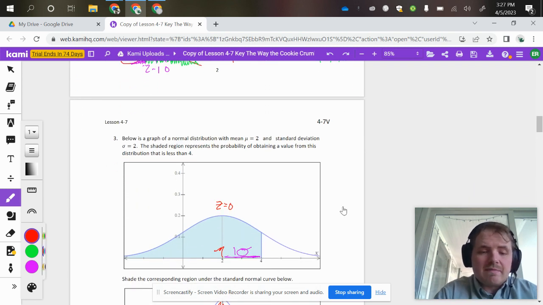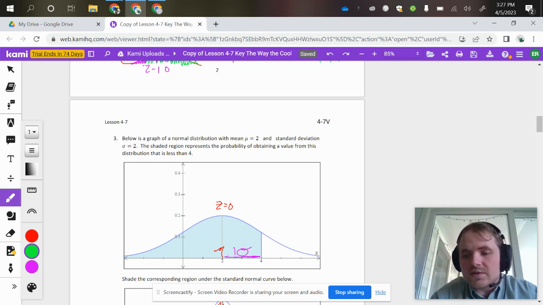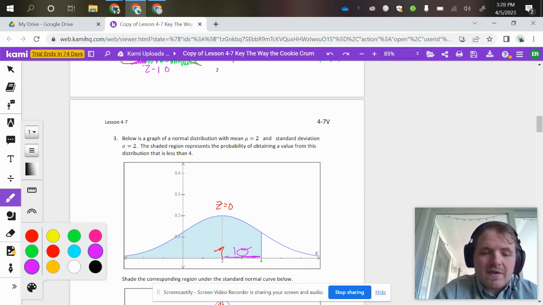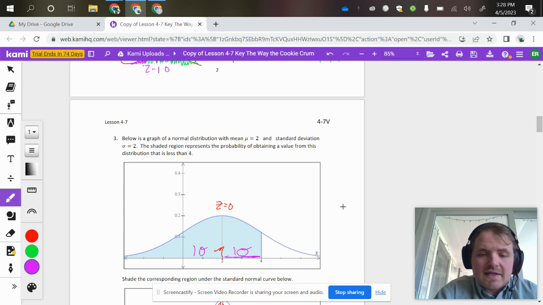So a little bit more shading work to come here. We've got the mean at 2, perfectly in the center there. And notice I marked it as z equals 0, just as a helpful reminder. And so when the standard deviation is given as 2, if the mean is also 2, that means one standard deviation away is going to hit at 4, and then one standard deviation to the left is also going to be at 0.